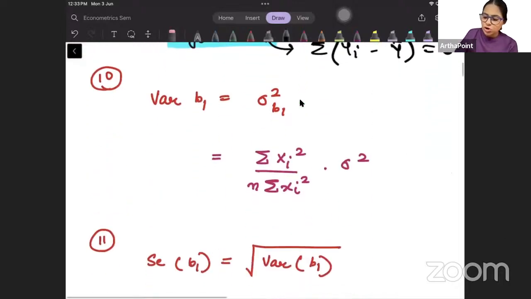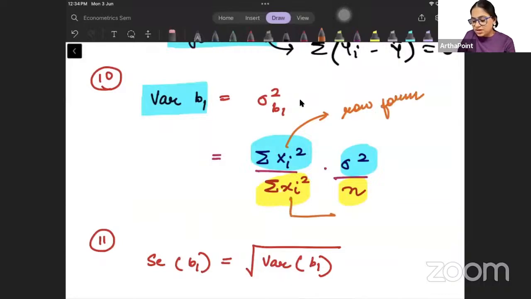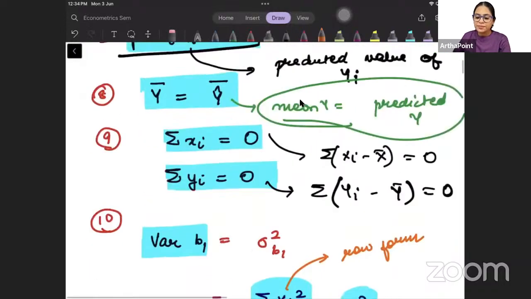Okay. Formula number 10, this is the variance of B1. The variance of B1 can be written as summation xi square into sigma square, but I will take n here. मैं n को यहाँ लिखती हूँ. यहाँ पे डिनोमिनेटर में समेशन xi स्क्वायर इंटू n. द डिफरेंस इज कि जो न्यूमरेटर का समेशन xi स्क्वायर है दैट इज इन द रॉ फॉर्म, और जो डिनोमिनेटर का समेशन xi स्क्वायर है दैट इज इन द डिविएशन फॉर्म. ठीक है.